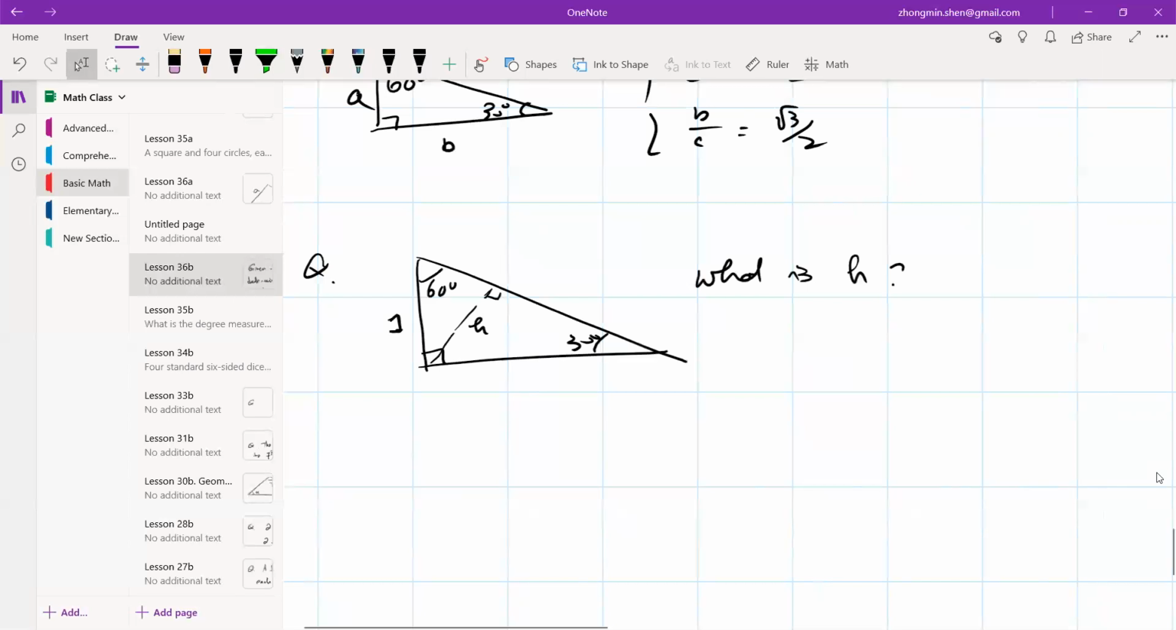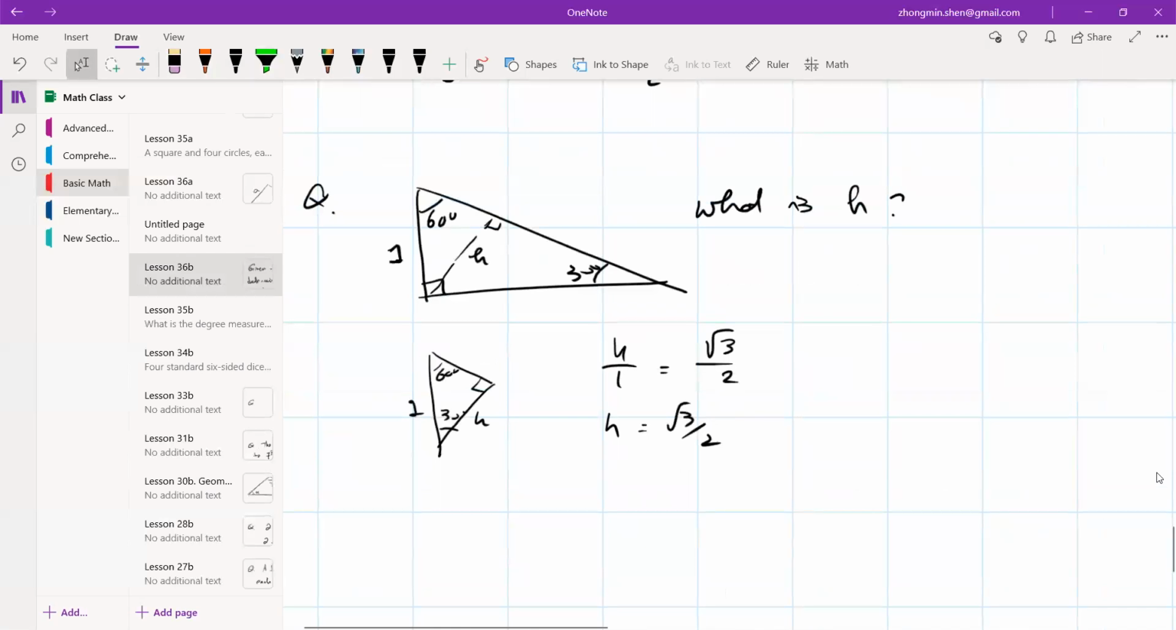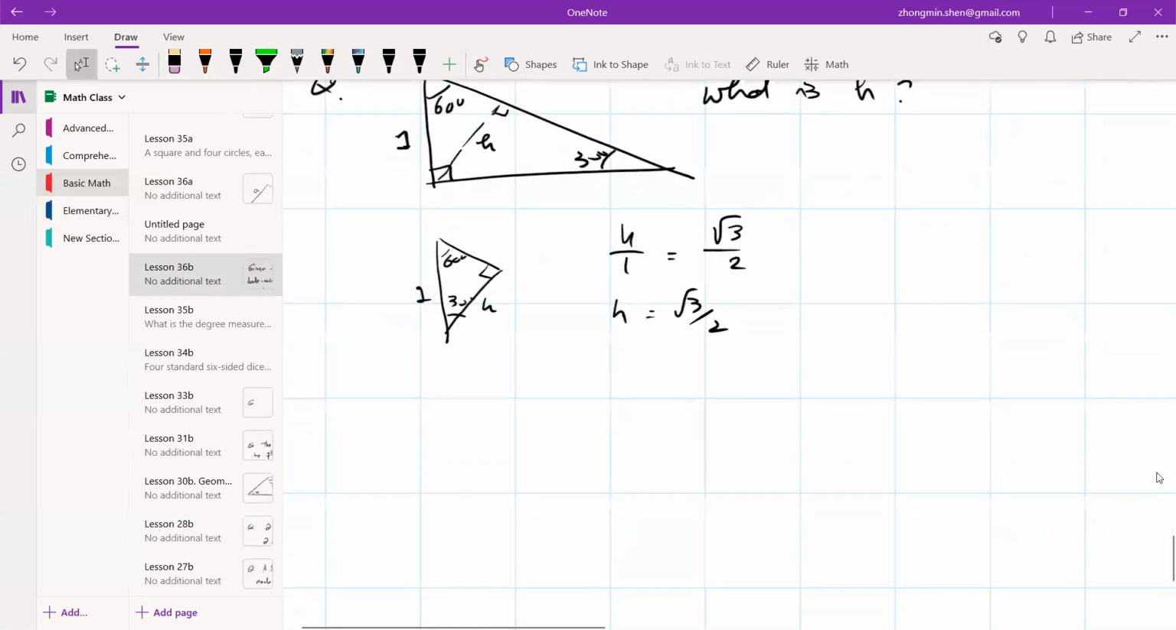Yeah, that's right. So when you look at this triangle, there's a couple ways to do it. One is just look at this one, right? Here's a 1. Here's 60 degrees. But then this must be 30 degrees. And this will be H. So H over 1 should be equal to square root 3 over 2. So H is square root 3 over 2. That's a quick way. Right? That's true, right?